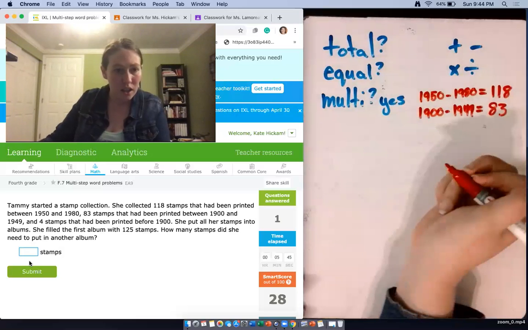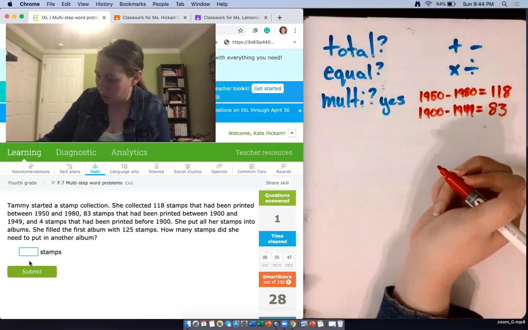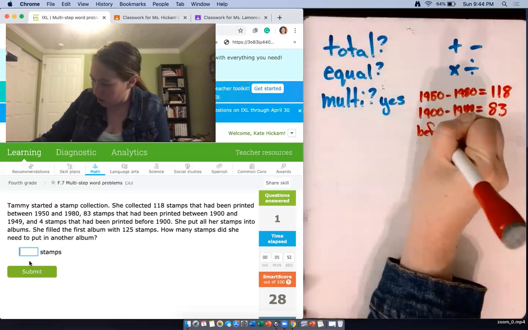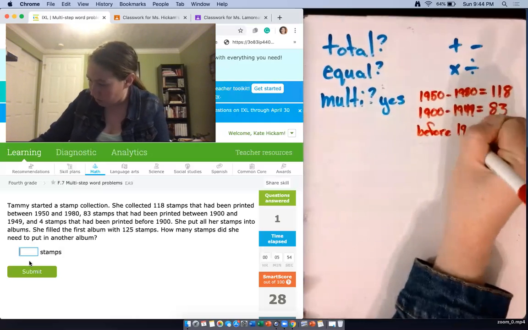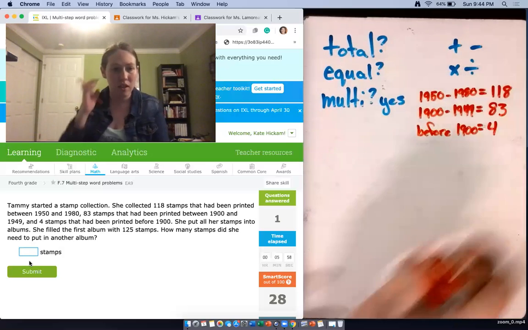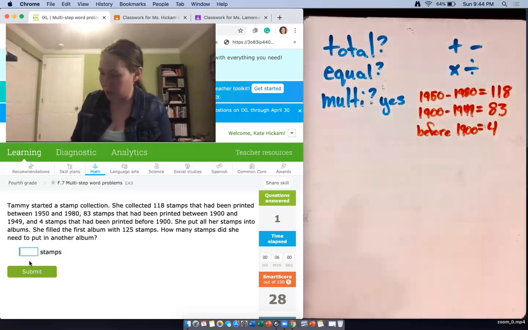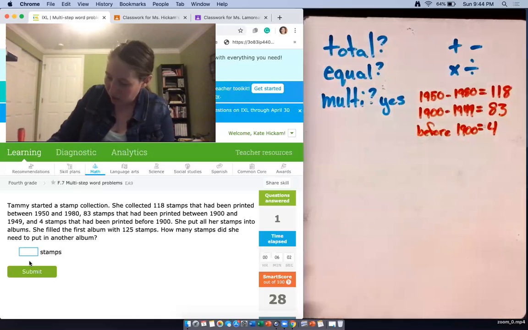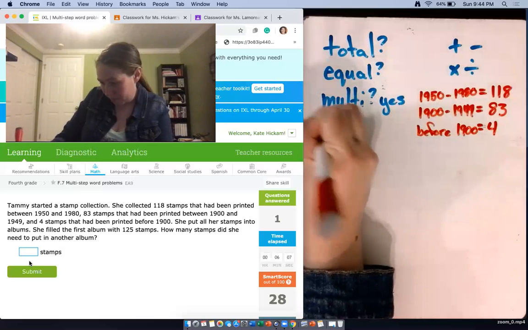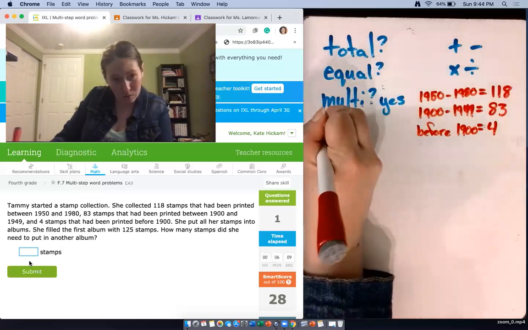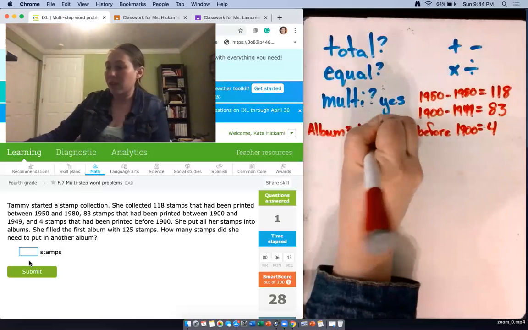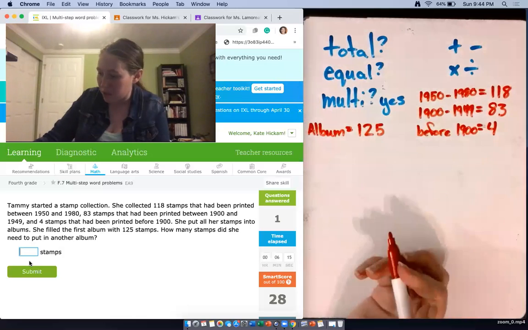Okay, and then before 1900 equals 4. Okay, so that helps me get it out. Then the first album equals 125. Okay, so this is her stamps.